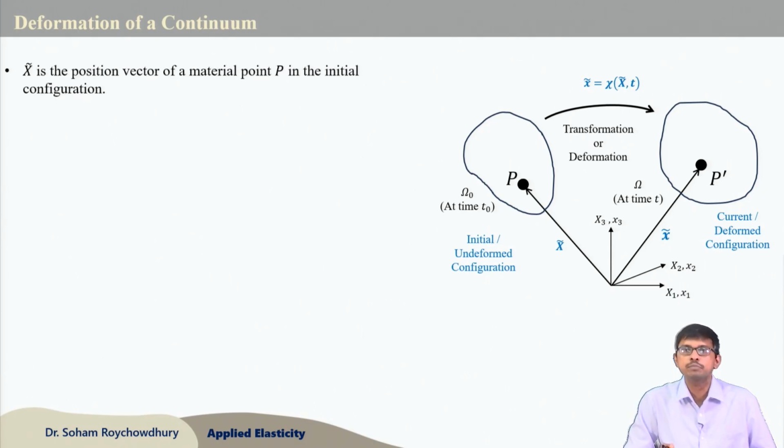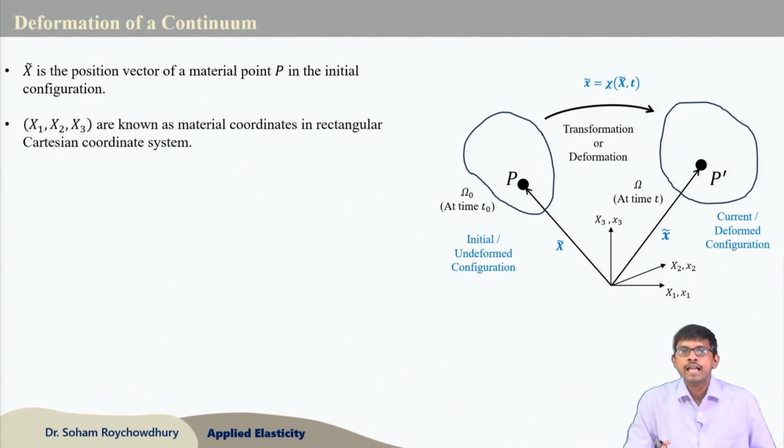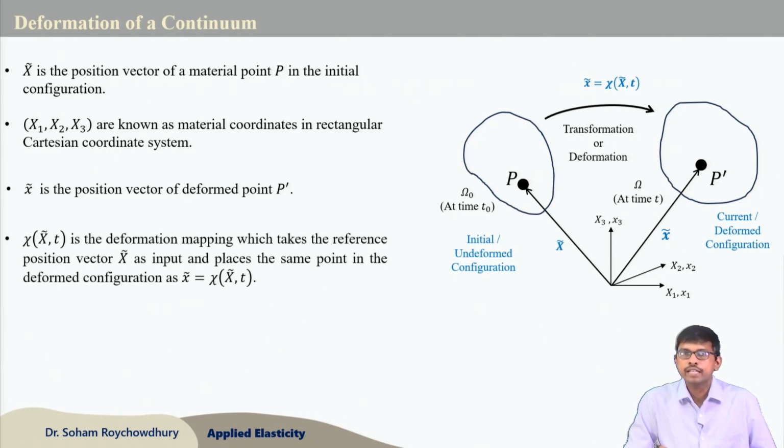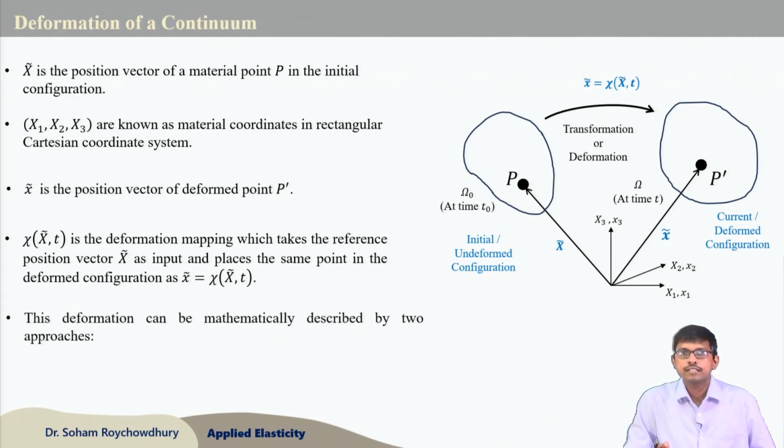Now capital X is the position vector of material point P in the initial state, where capital X1, capital X2, capital X3 are three components of the capital X vector. Now it is deformed to small x position vector through a transformation defined through chi. So chi transformation is taking capital X as input and giving small x as output, through which the deformation mapping is defined, and this deformation can be mathematically described with the help of two different approaches.